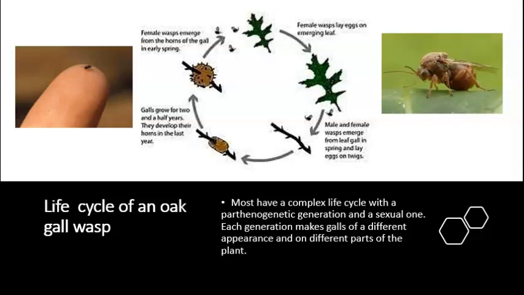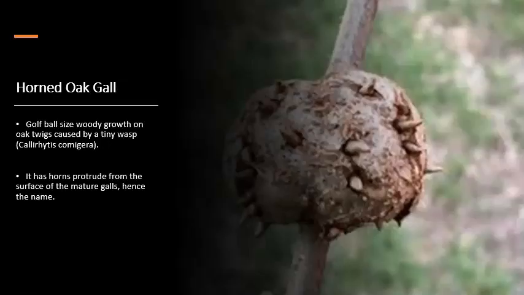As you see in this picture, the females that emerge from woody galls lay eggs on the leaf. And the males and females that emerge from the leaf gall lay eggs on twigs or stems. Let's see how leaf galls and woody galls that occur on stems differ from each other. Let's begin with the horned oak gall.